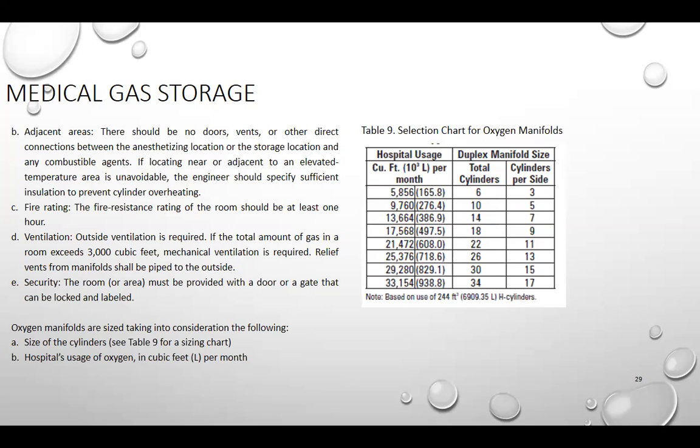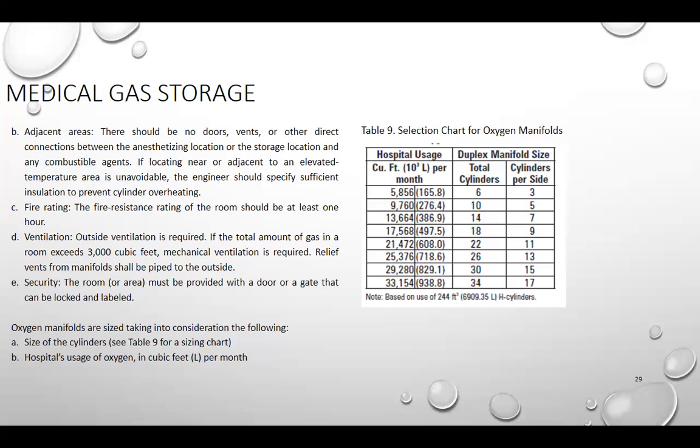The fire resistance rating of the room should be at least 1 hour. Ventilation: outside ventilation is required if the total amount of gas in the room exceeds 3,000 cubic feet. Mechanical ventilation is required. Relief vent from the manifold shall be piped to the outside. Security: the room or area must be provided with a door or gate that can be locked and labeled.